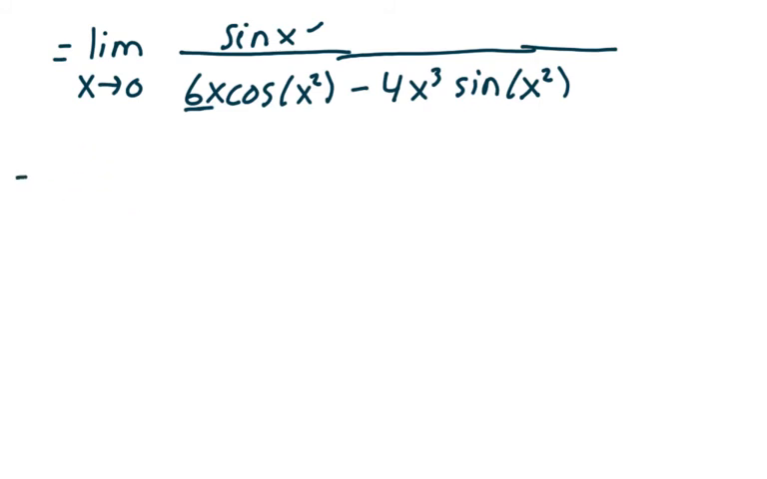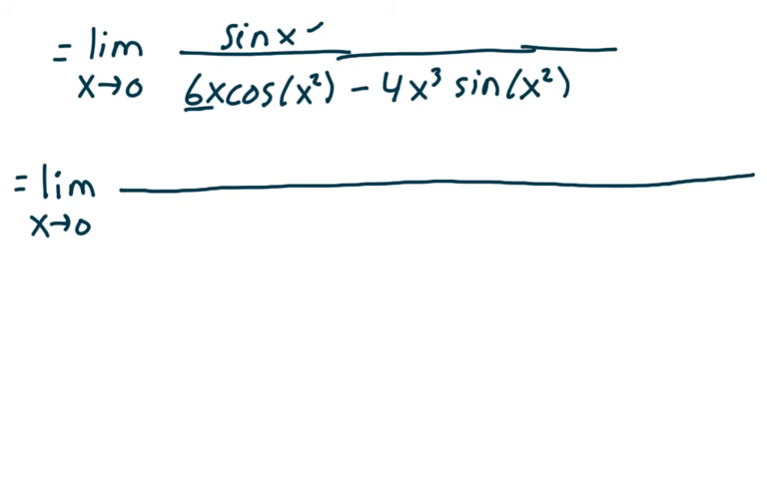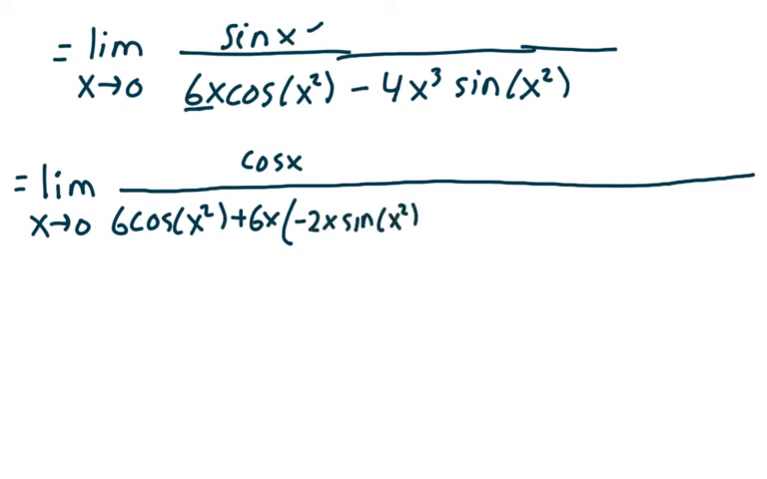So let's write that on the next line. And we need a lot of room. So the derivative of the numerator is cosine x. And then I'm going to write 6 cosine of x squared plus 6x times negative 2x sine of x squared. So that's just the first two terms.